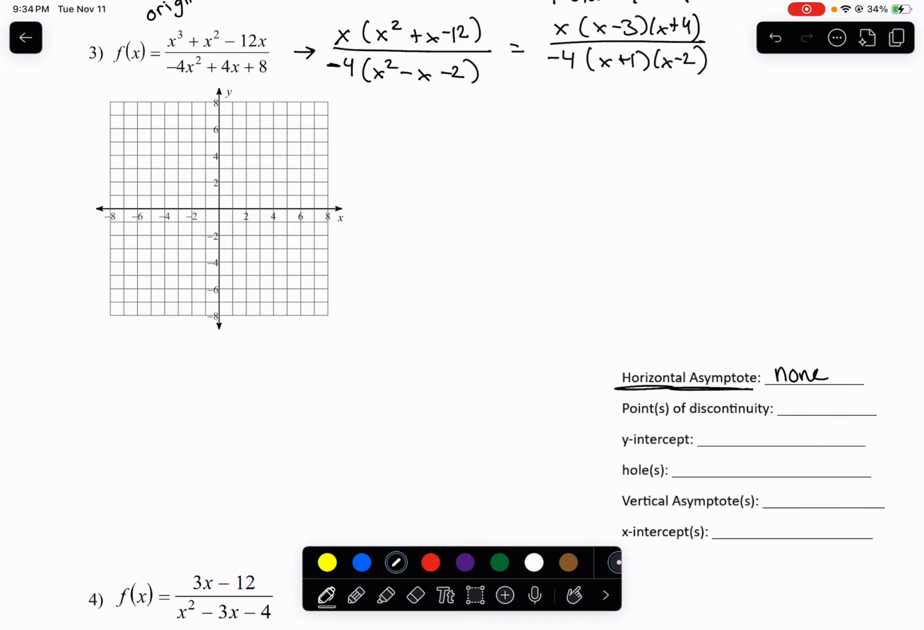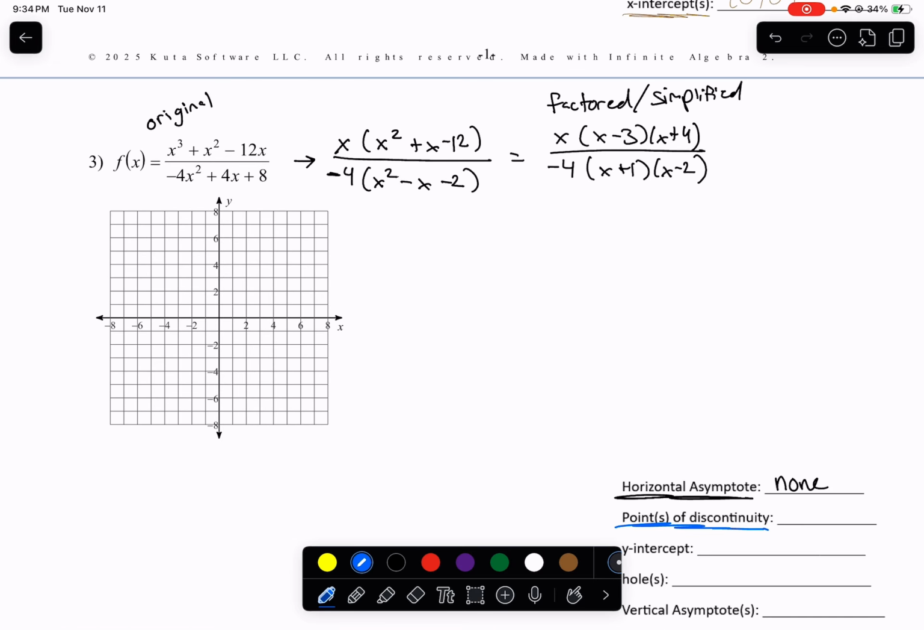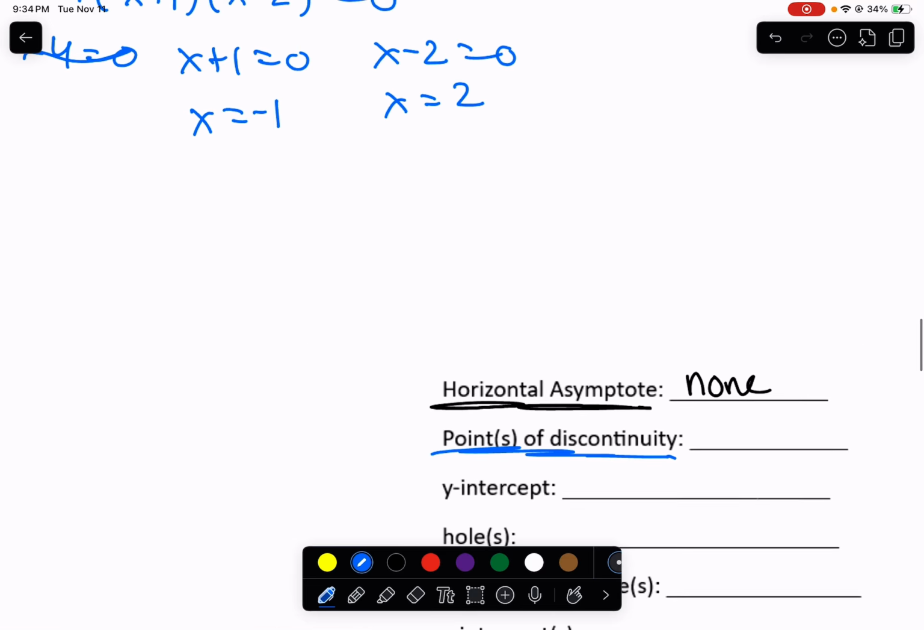All right, and then we have our points of discontinuity. So we get our points of discontinuity by taking the denominator of our factored form and setting it equal to 0. So I've got negative 4, x plus 1, x minus 2, and I set those equal to 0. Obviously, I cannot make just a negative 4 equal to 0. X plus 1 equals 0, I get x equals negative 1. X minus 2 equals 0, I get that x is equal to 2. Those are my points of discontinuity. So we have a point of discontinuity at negative 1 and 2.